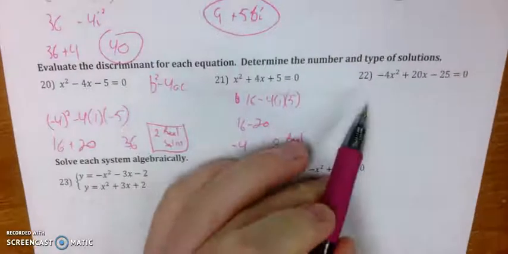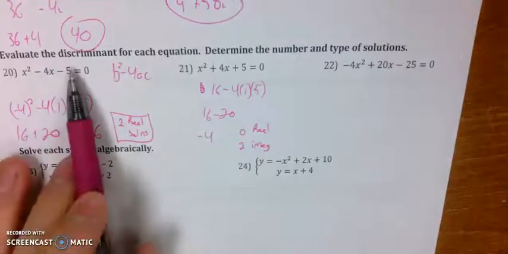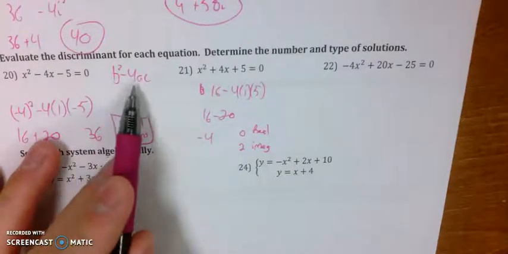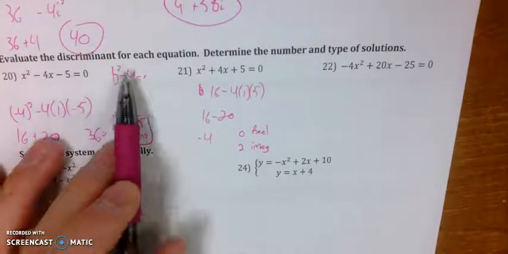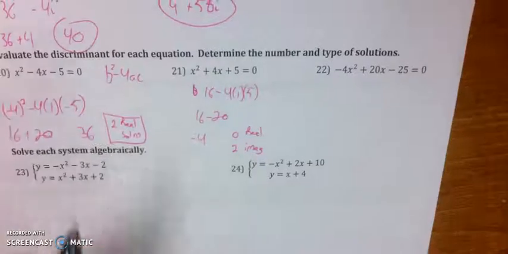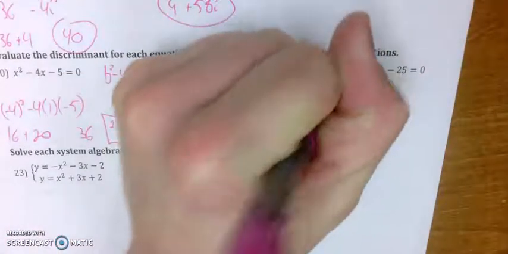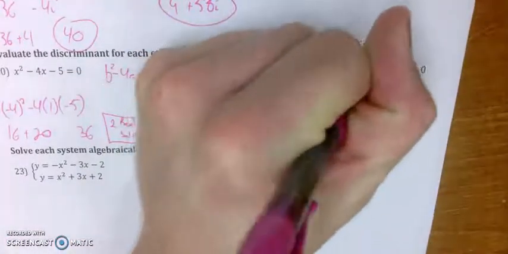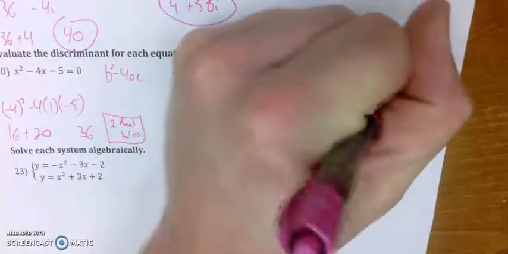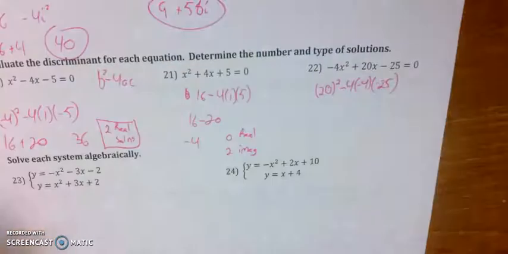So we left off here at 22. This is asking for the discriminant, and based on the discriminant, which is listed right here, b squared minus 4ac, determine how many and what types of solutions we're going to have. So if I did b squared minus 4ac, that'd be 20 squared minus 4 times negative 4 times negative 25.